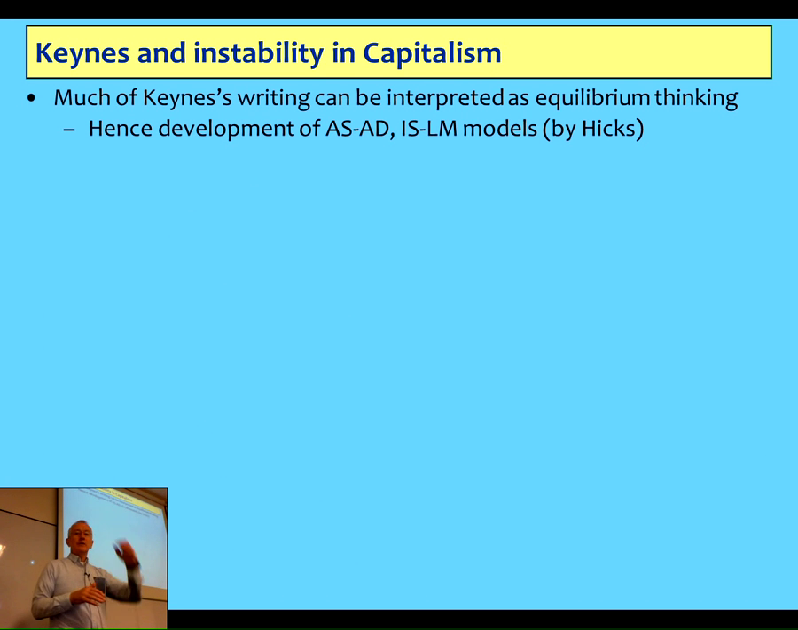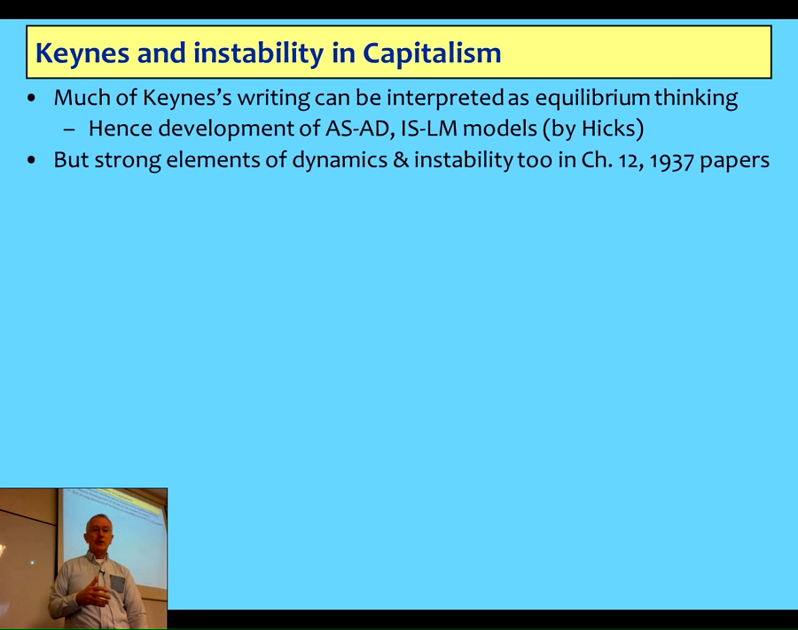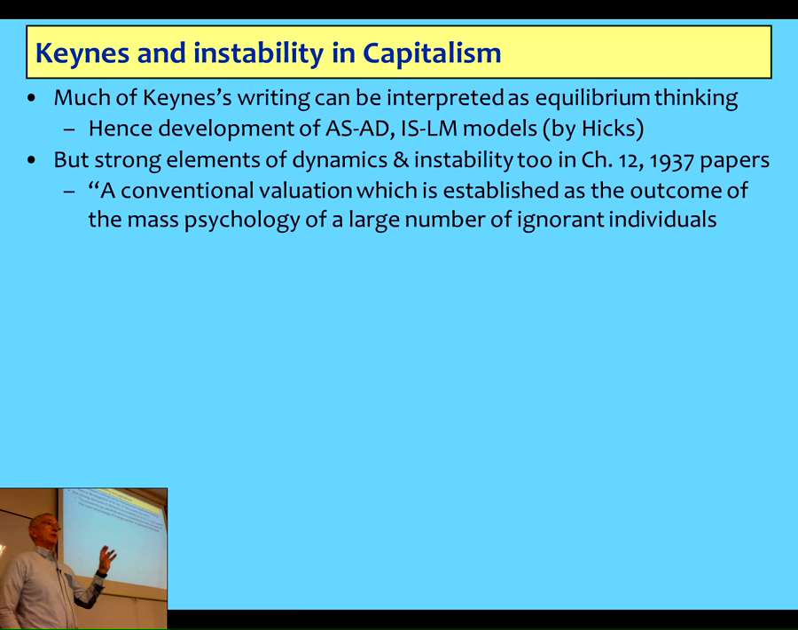Now Keynes actually writes a lot of stuff that's equilibrium oriented, and things like aggregate supply, aggregate demand, ISLM, which Hicks developed, they're all equilibrium ideas. But he also had some elements in parts of the General Theory that talk about instability and disequilibrium.